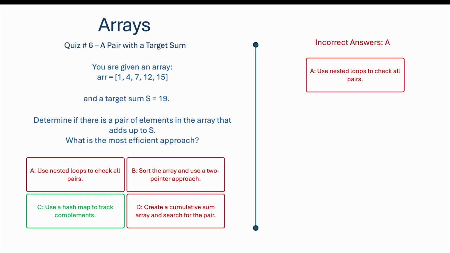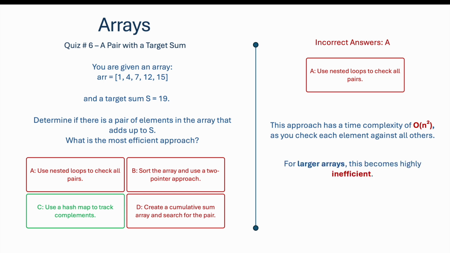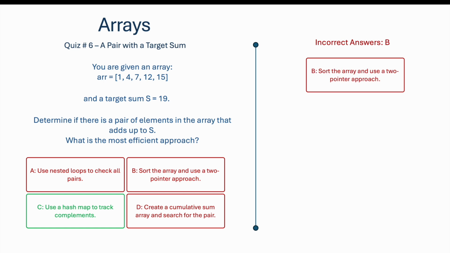Let's see why option A is incorrect. Use nested loops to check all pairs. This approach has a time complexity of order of n squared. This is a brute force approach, so it is not the most efficient solution for us, and inefficient for larger arrays specifically.